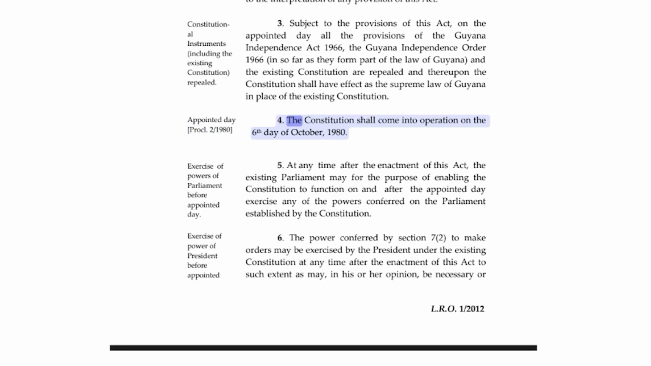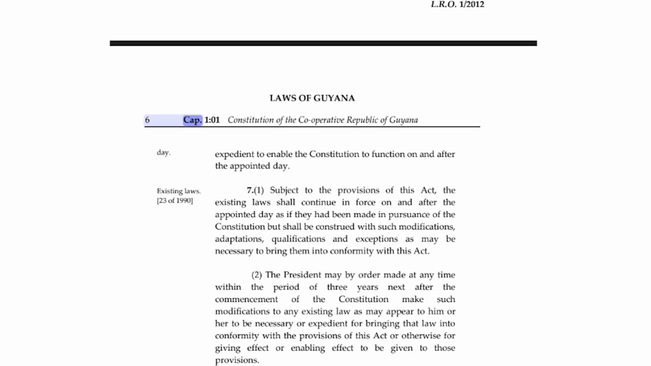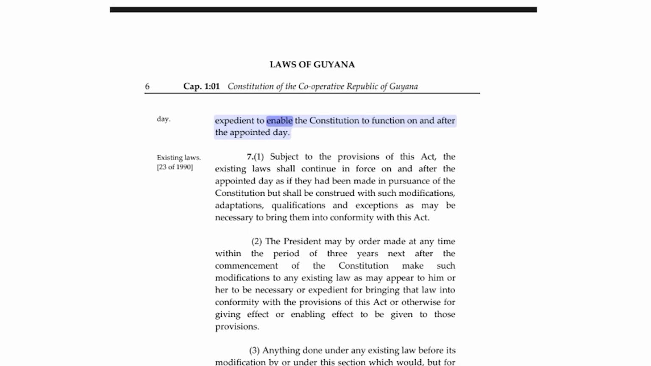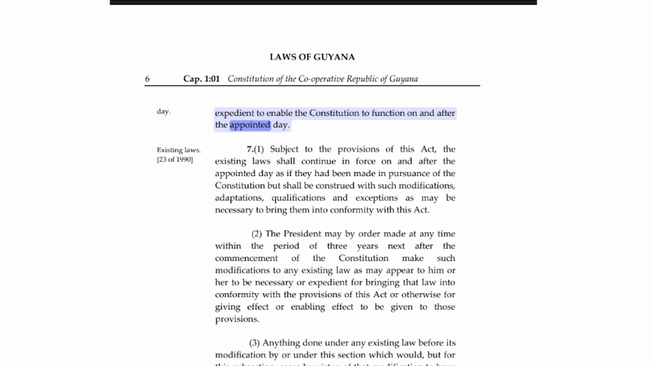Appointed day. 4. The Constitution shall come into operation on the 6th day of October, 1980. Cap. 1. Constitution of the Cooperative Republic of Guyana. Expedient to enable the Constitution to function on and after the appointed day.